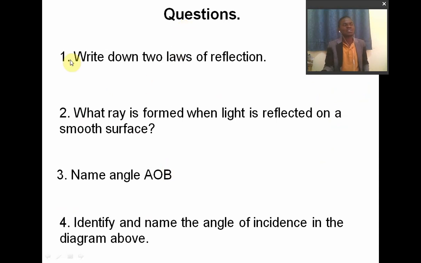Let's look at these questions. Question number 1 says, write down the 2 laws of reflection. The answers are there. Number 2 says, what ray is formed when light is reflected on a smooth surface? Then number 3 says, name angle AOB. That is in the pictures that I've been showing you.